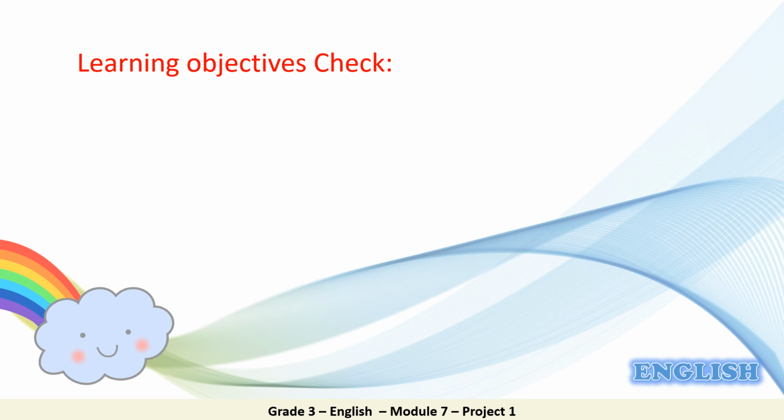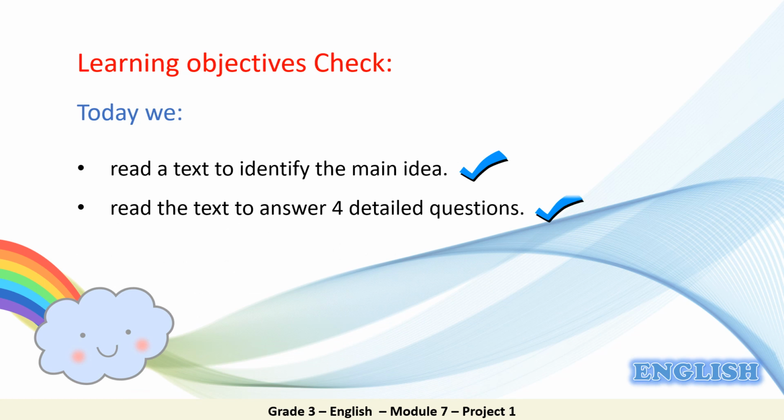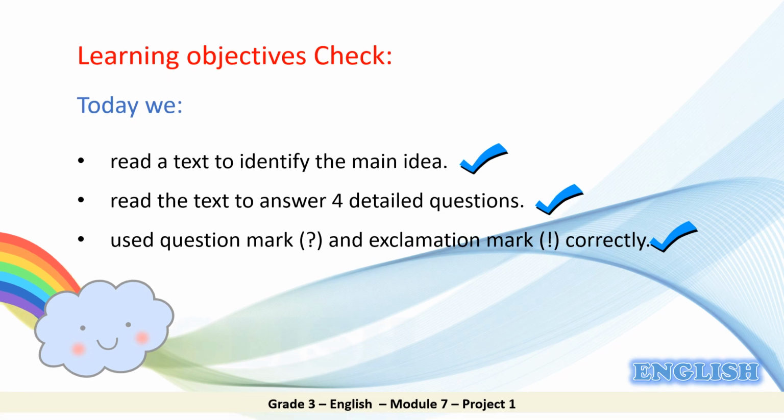We reached the end of our lesson, everyone. Let's go back quickly to check our objectives for today. We read a text to identify the main idea. We read the text again to answer 4 detailed questions. And we used question mark and exclamation mark correctly.